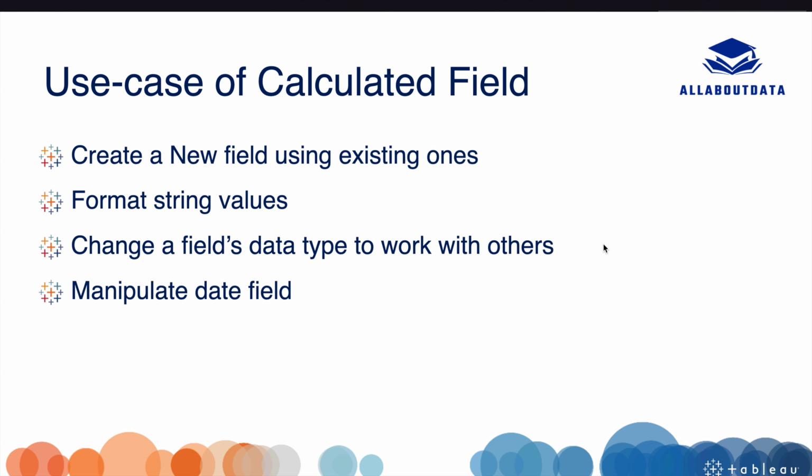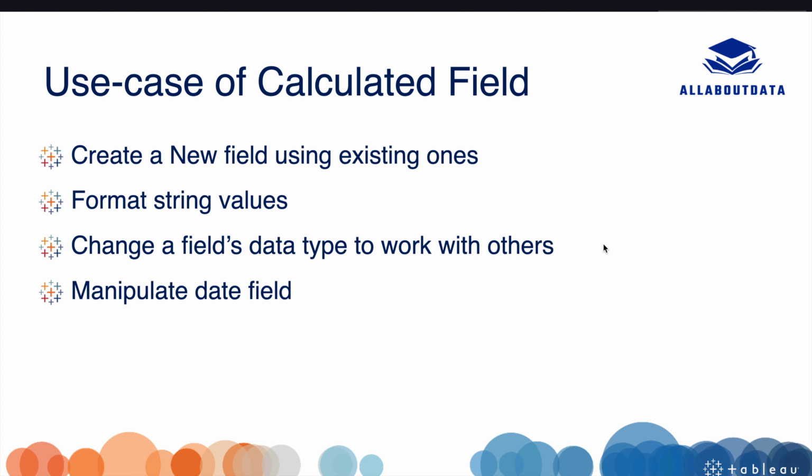Okay, second one is format string value. Suppose in the string you have space and you want to remove that space, so for this you can use calculated field. Okay, third one is change a field data type to work with others.